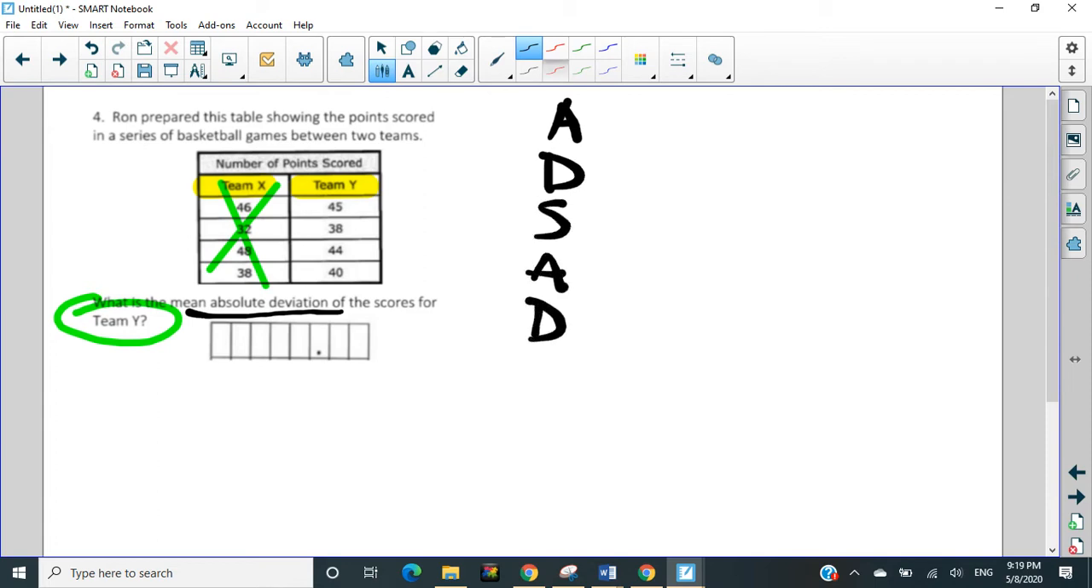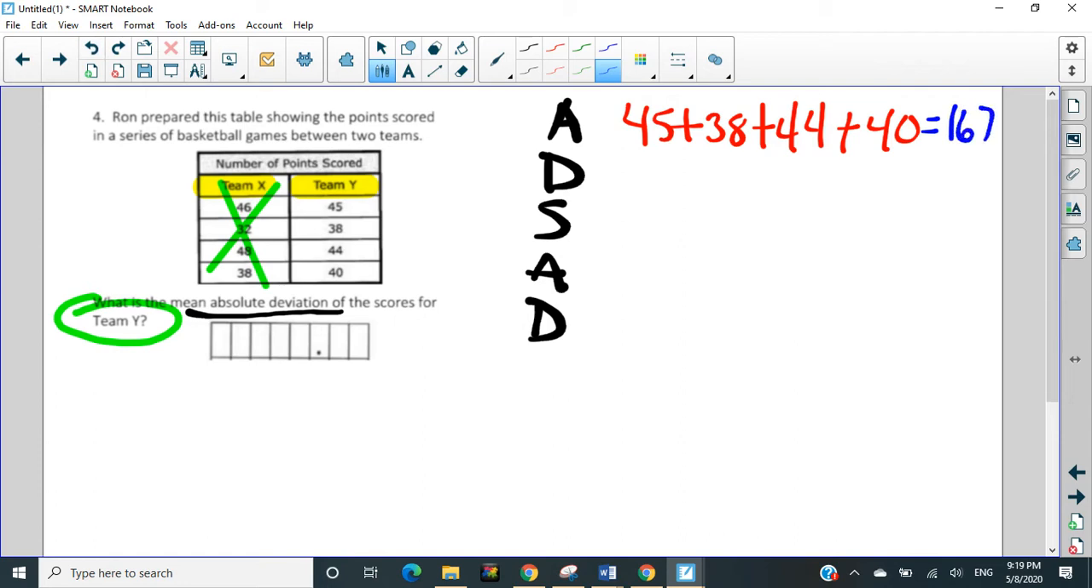So first step, simple, we're going to add 45 plus 38 plus 44 plus 40. Okay, so you add everything. It's going to equal 167. Now we're going to divide. So 167 gets divided by how many numbers? 1, 2, 3, 4. Divided by 4 numbers. Okay? That is going to equal 41.75.